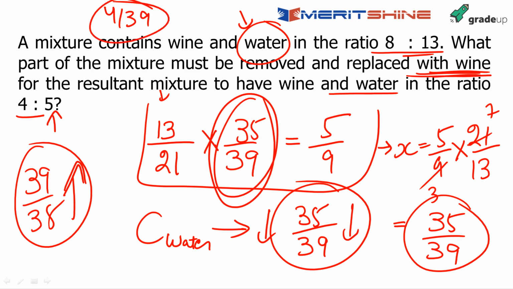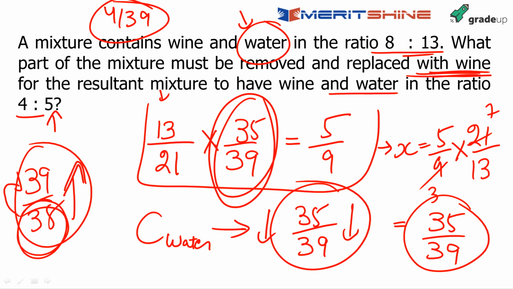It's that same thing. 39 parts थे. सोचो क्या हो रहा है. What is happening? Initially I had 39 parts. I threw 4 parts. So I am just left with 35 parts. Then I add a pure component, that is wine here, and because of which it becomes 39. Fine. So if it becomes 39, the water किस तरीके से dilute हुआ? 13 upon 21 into 35 by 39.